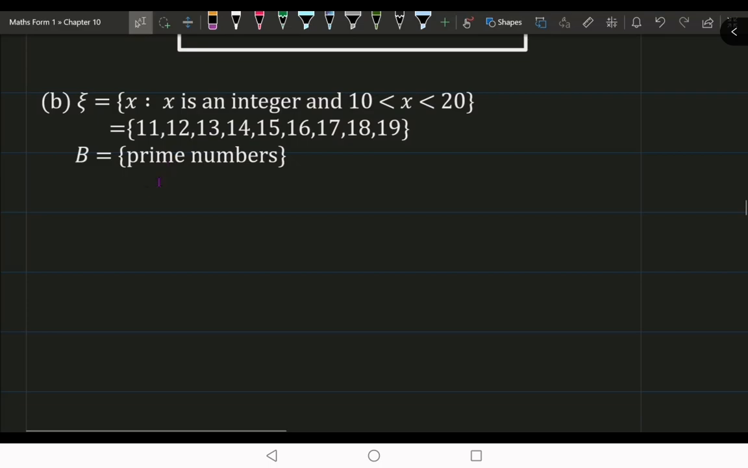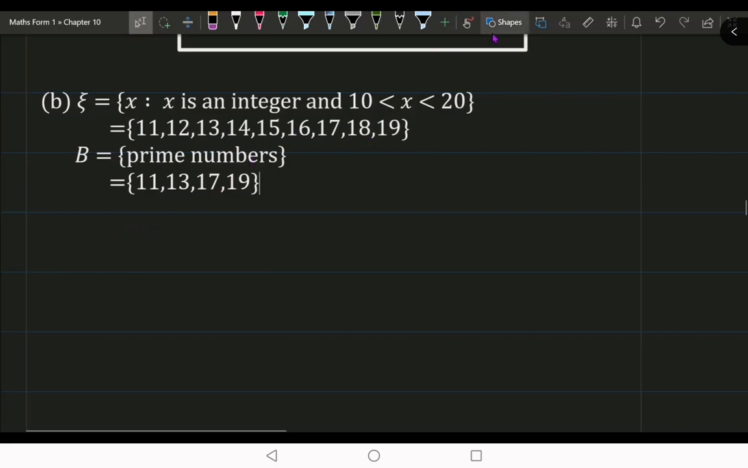How about this one, B then? Set B is B. What is a prime number? 2, 3, 11, 13, or also wrong already. Because we are just talking about the elements inside the universal set here. 13, after that 17 and 19. Now we are talking about this universal set only. So we have 11, 13, 17 and 19 only to be prime numbers.